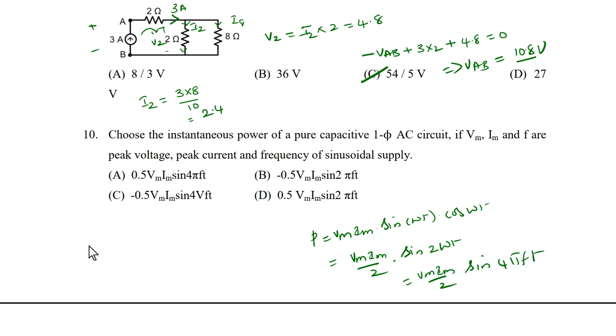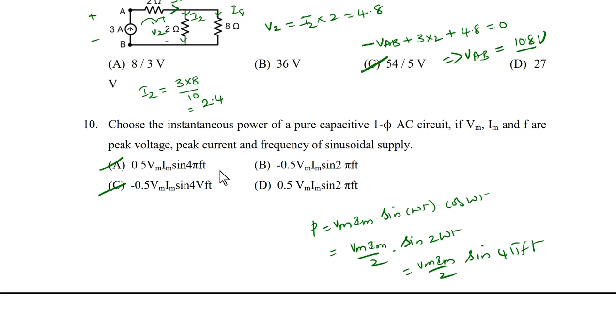So we can write it as 0.5 into Vm Im into sin 4 pi ft. But in the given options, there are two options that are correct, that is, the first one, option A, and option C. Sir, which one is to be chosen? So both are correct only. If the power is delivered by the capacitor, we can consider it as minus 0.5 Vm Im. If it is power absorbed, it means 0.5 Vm Im here. Okay, so both are the correct options here.